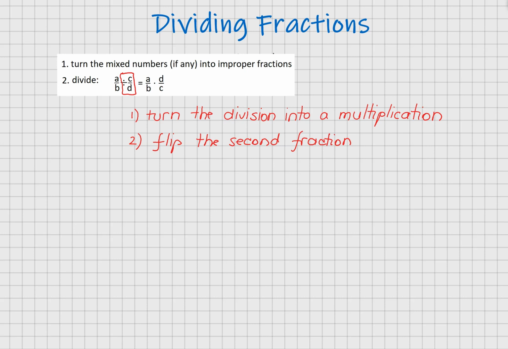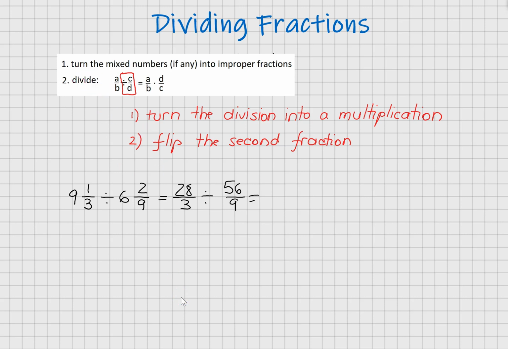Let's look at one example now. 9 and 1 over 3 divided by 6 and 2 over 9. We're going to follow these steps. Turn the mixed numbers, if any, into improper fractions. Both of them are mixed numbers, so we're going to turn them into improper fractions. 9 times 3, 27, plus 1, 28, over 3, divided by 6 times 9, 54, plus 2, 56, over 9, equals. Now let's do the division.